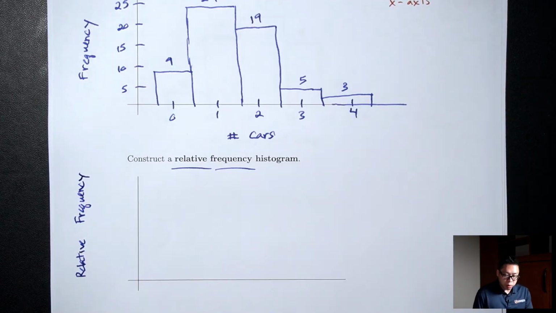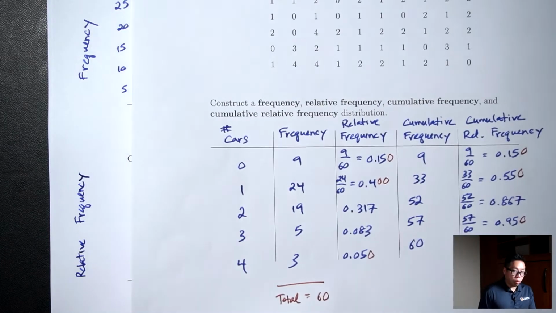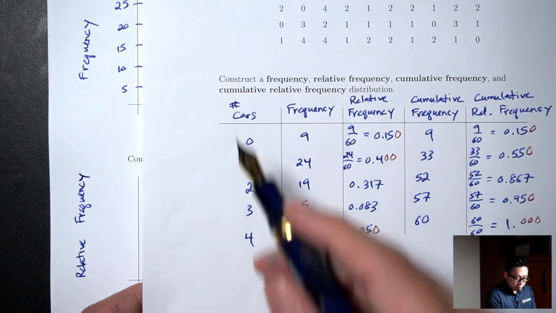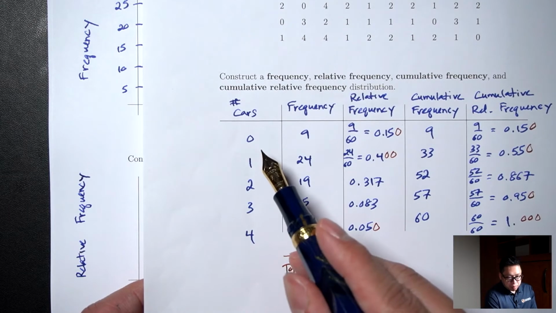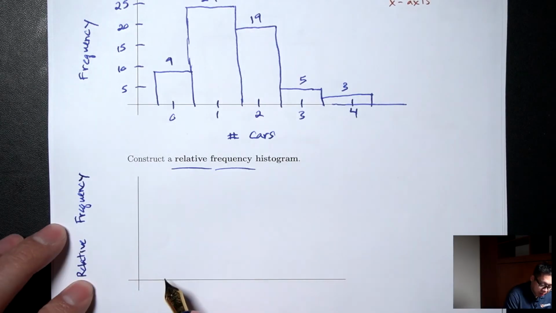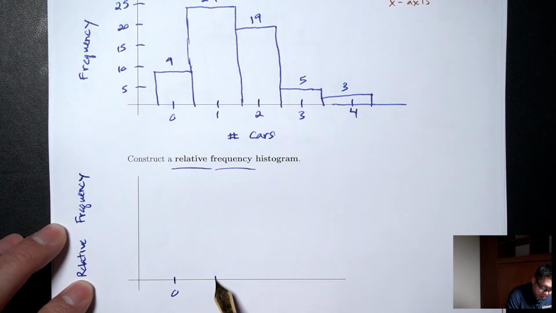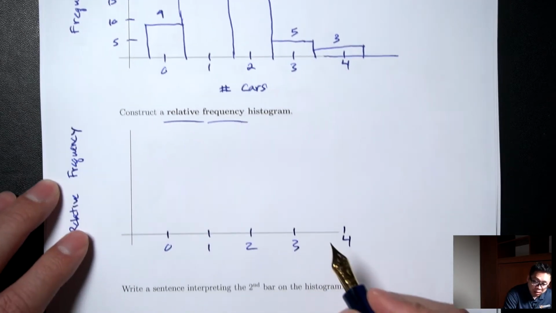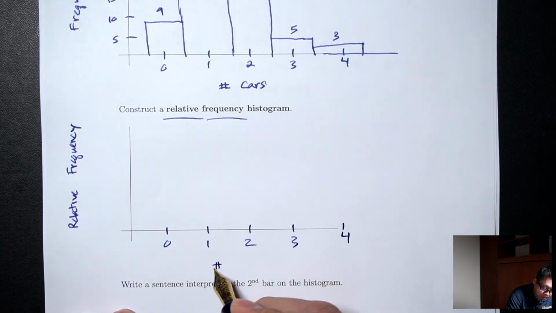Okay, we're in situation 1 here, so we're talking about these cars. You can list out all possible values, so we're going to list them on the x-axis. 0, 1, 2, 3, 4. I'm going to title the x-axis: these represent number of cars.